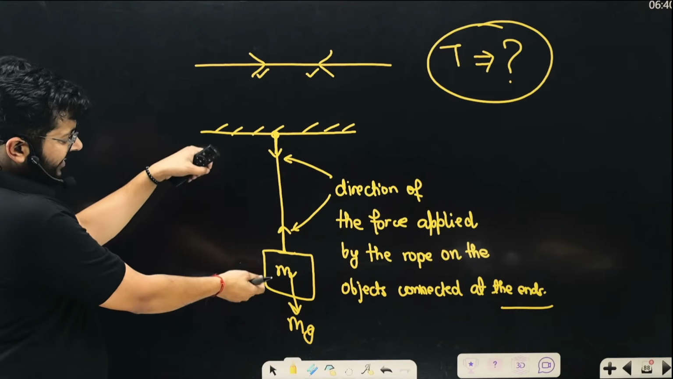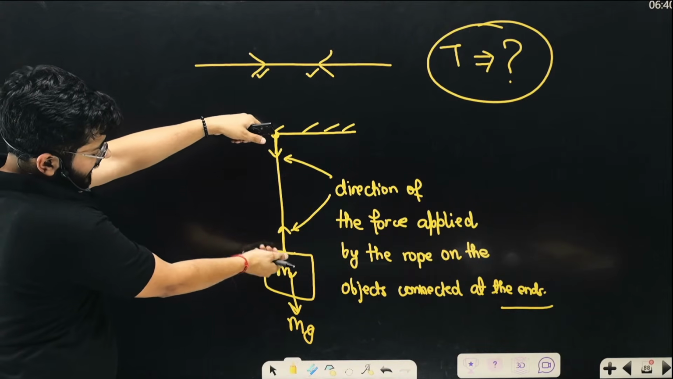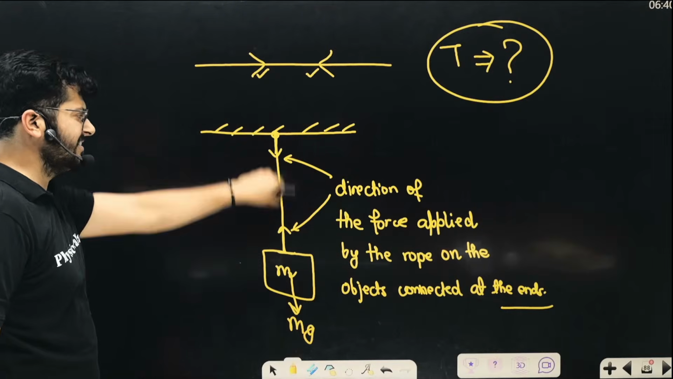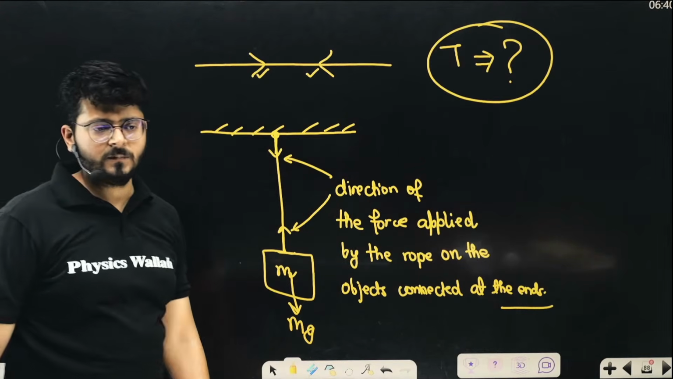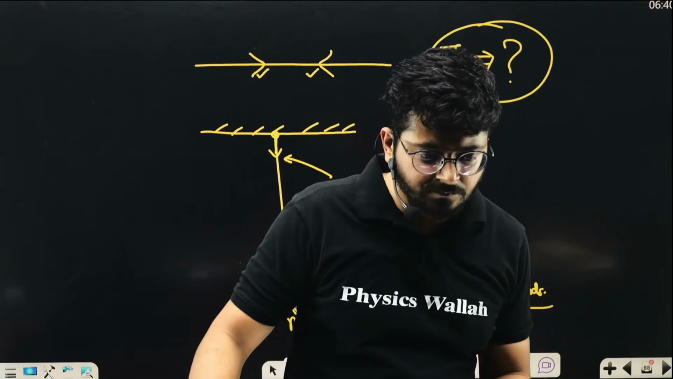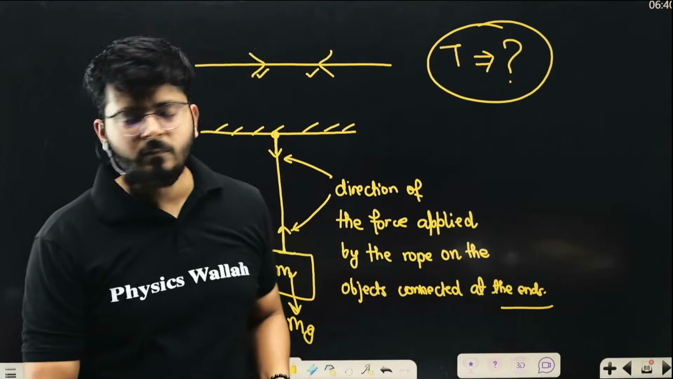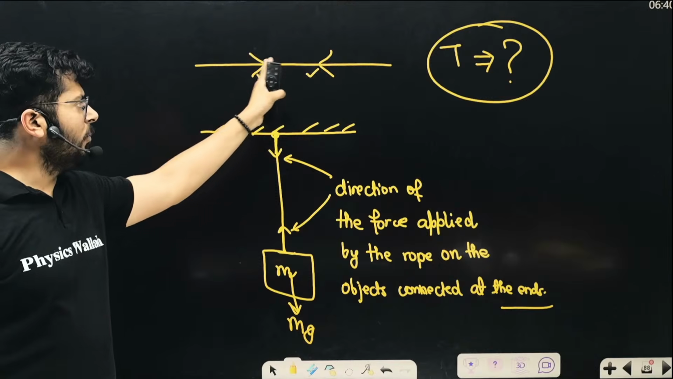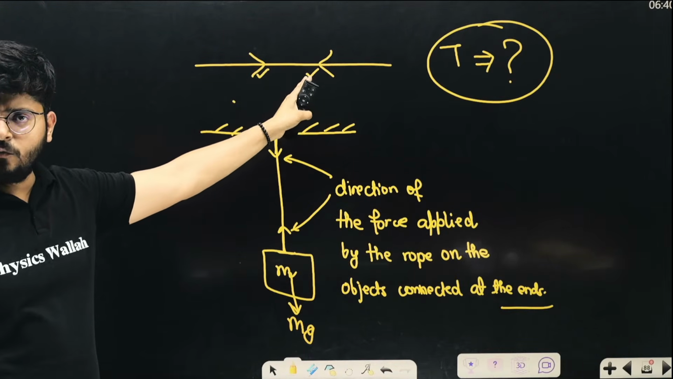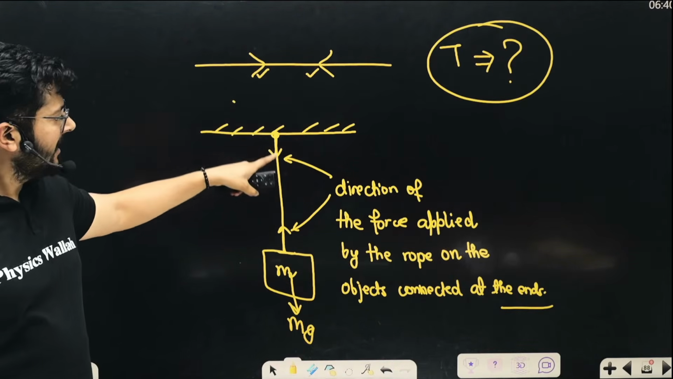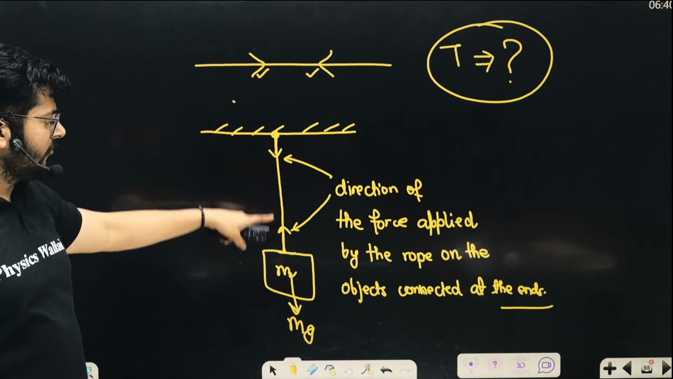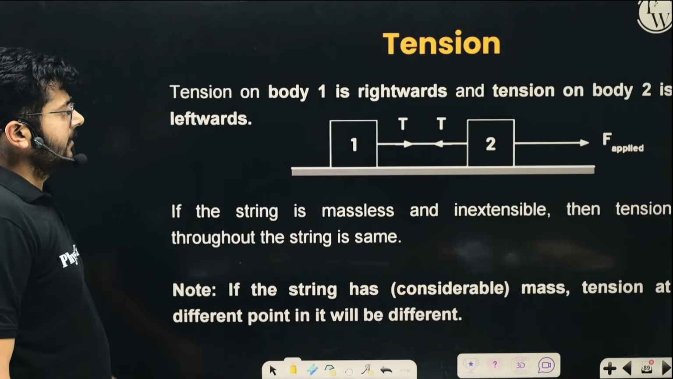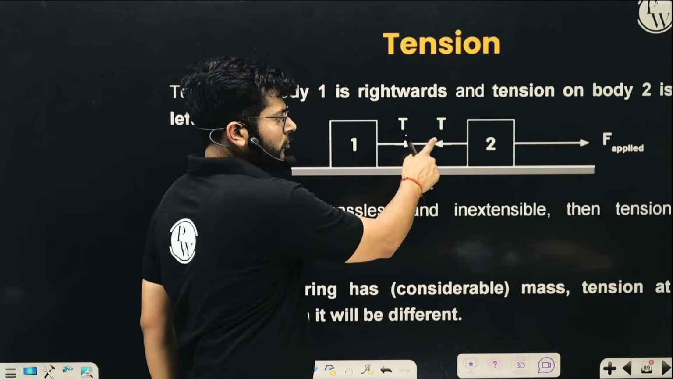So here you can clearly say that this object is experiencing a tension force in this direction and the upper end is experiencing the tension force in the downward direction. I hope the idea is very clear. Okay, let's keep on moving. Why are we showing two directions of tension force? This is not two directions of tension force. This is showing the direction of forces applied on the objects connected at the end of the rope. I believe these arrows are now very clear.